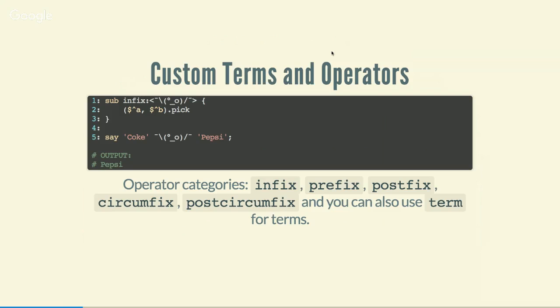You can use any character you want for it. The only restriction is you can't use white space. So you can go pretty crazy with those if you really want. This is going to bring Perl golfing to a whole new level. And on line number 5, we are using that operator. It randomly picks between Coke and Pepsi.